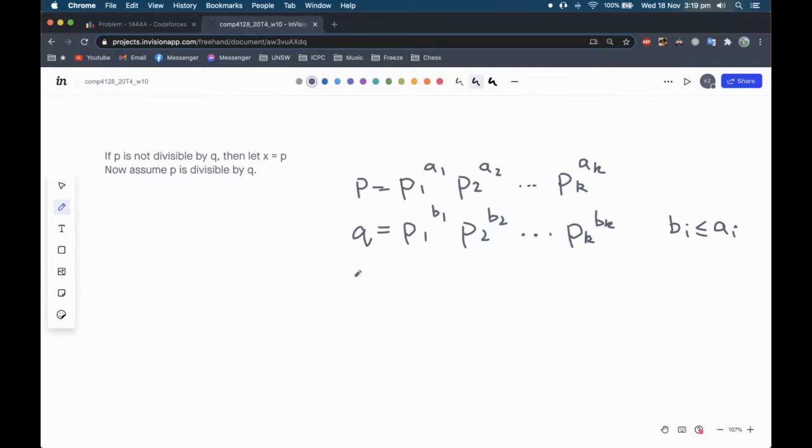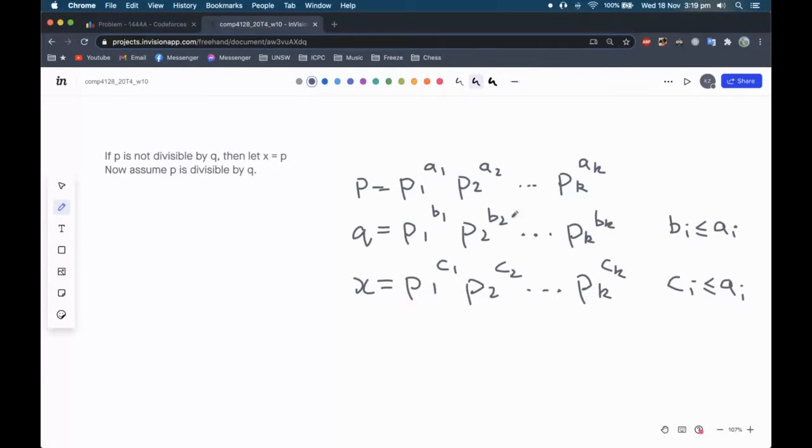And similarly, when we're trying to find an x such that x divides p, we can do the same thing here. So we know that x will also be of the form something like this. So that's how we look at divisibility in terms of prime factorization.